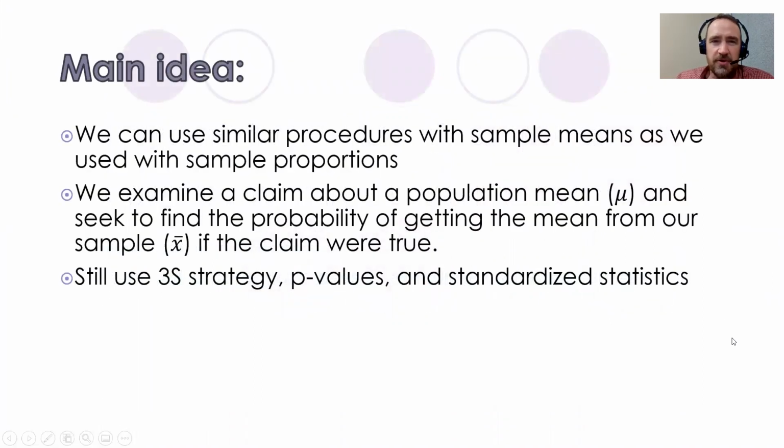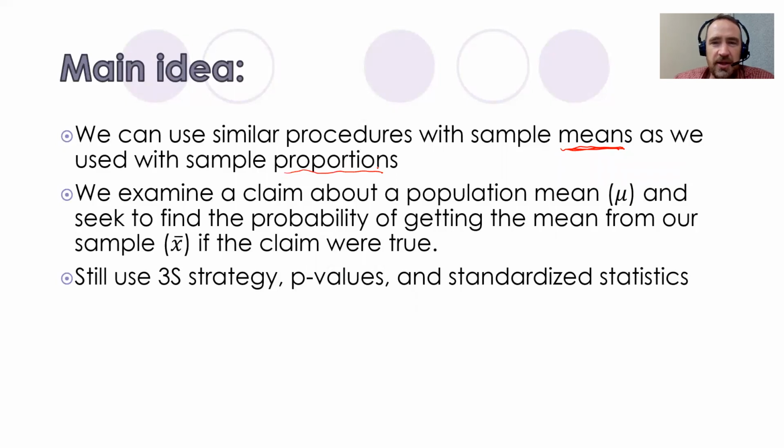The main idea for doing inference with a single quantitative variable is that we can use similar procedures with sample means as we've used with sample proportions. So now we'll talk about scenarios where we have a quantitative variable and we'll be looking at a mean, versus when we had a categorical variable and we looked at a proportion. But for the most part, the procedures are actually going to turn out to be pretty similar.